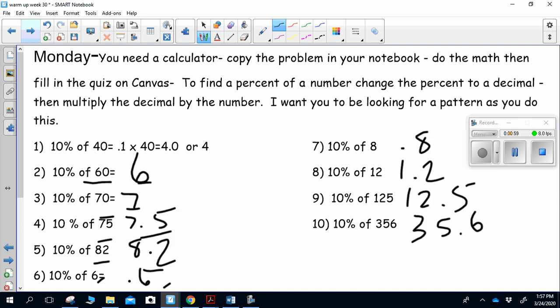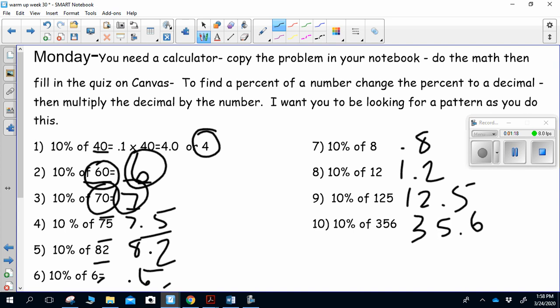So here are the answers to Monday's questions. And I had asked you to look at what you began with and what you ended with. And you should be noticing that the numbers haven't changed. It's just that the decimal points have moved.